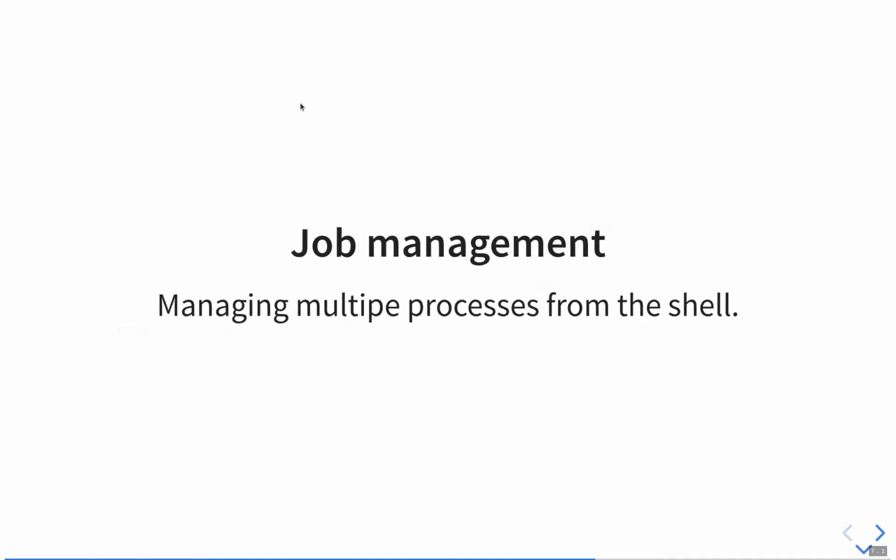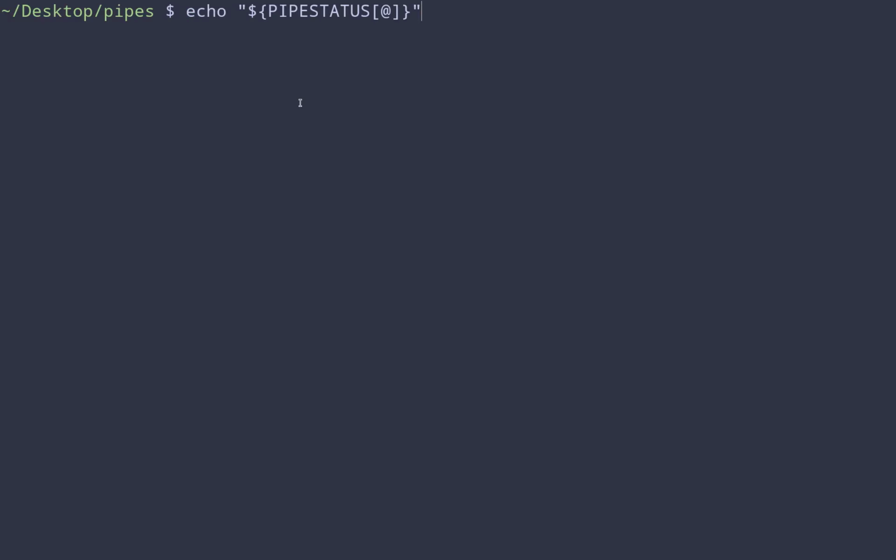Now, for the next point here, I'm going to be talking about job management. So what exactly is a job? Well, the Unix system defines a job as a pipeline of commands, essentially. So usually a job is just a single process, but if you're running a pipeline like we ran previously here, that would also be considered a job.